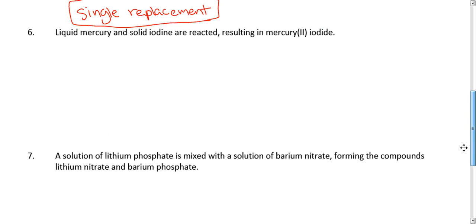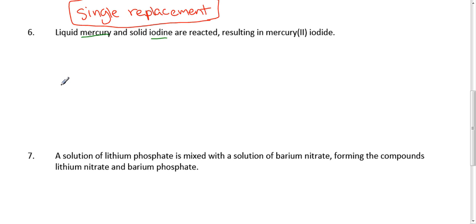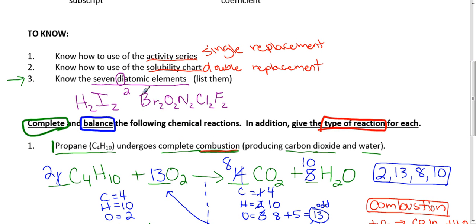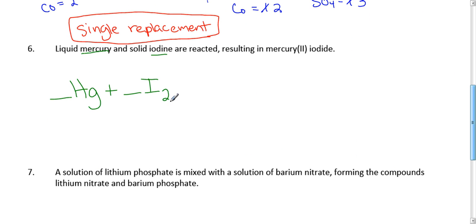Okay, a couple more here. For number 6, we have liquid mercury, and it's going to be reacting with solid iodine. So mercury and iodine. Mercury symbol is Hg, iodine is I. Since they're single elements, we do have to check and see if they're diatomic. So you would look on your table or remember your little list and look to see. Is mercury on here? Hg? No. Is iodine? Yes, it is. So Hg does not need a 2, but our I does.